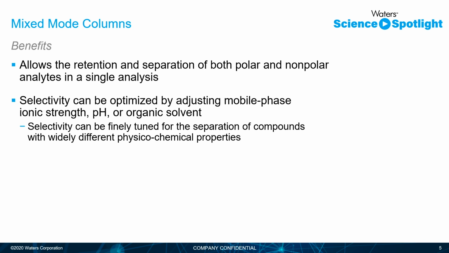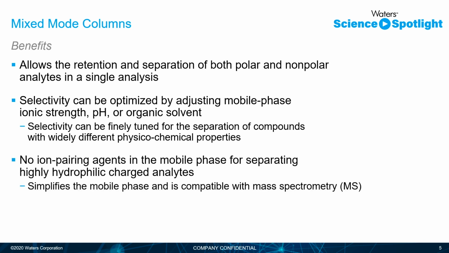And the selectivity can be finely tuned for separation of compounds that vary widely in their physicochemical properties. Another benefit is that you don't need to use ion pairing reagents in the mobile phase for separating out highly hydrophilic or charged analytes. This simplifies the mobile phase, and these mobile phases are typically compatible with mass spectrometry.